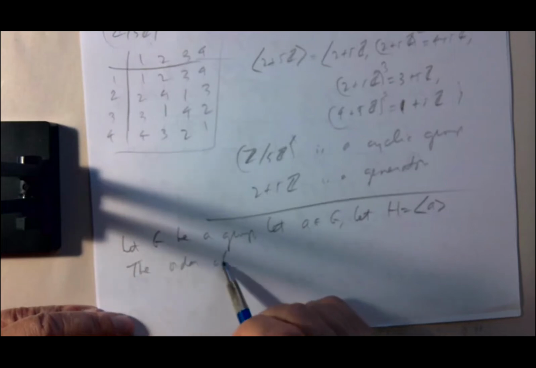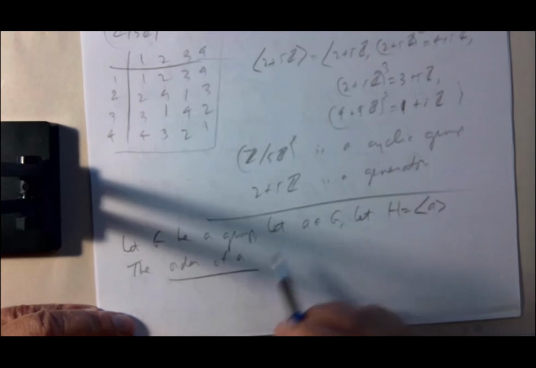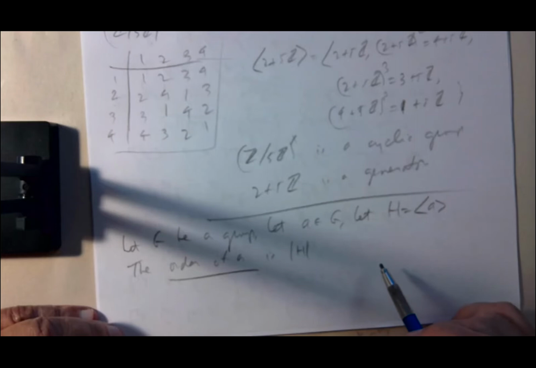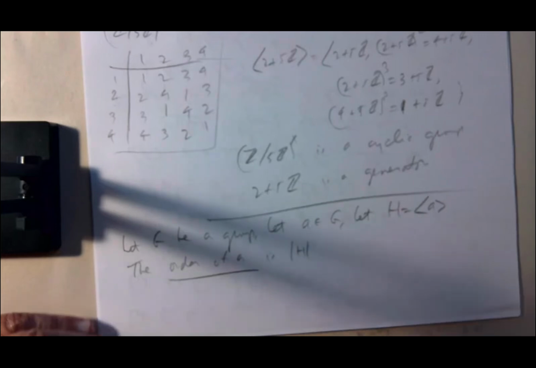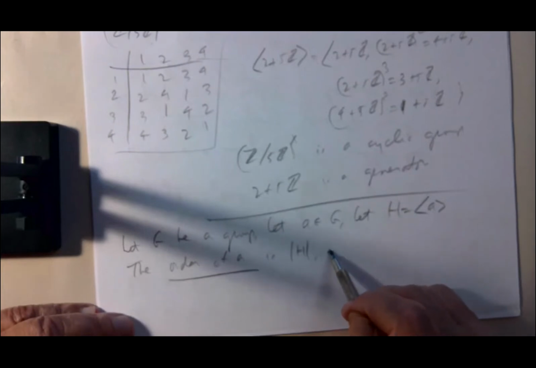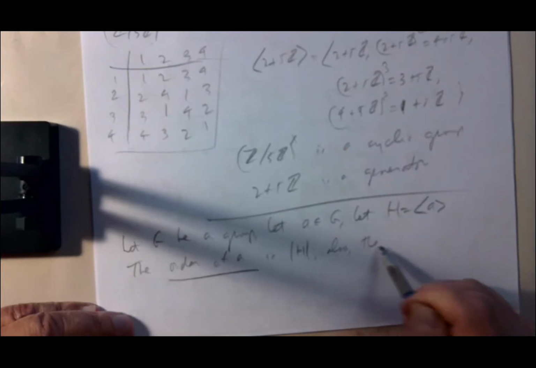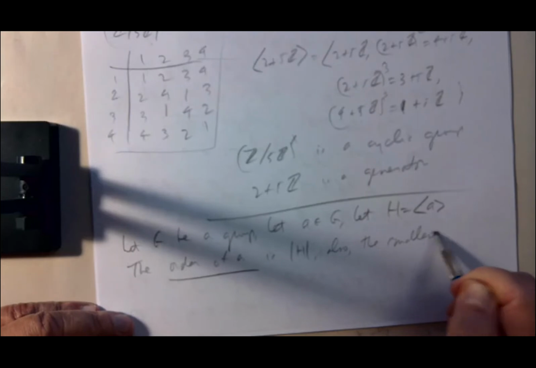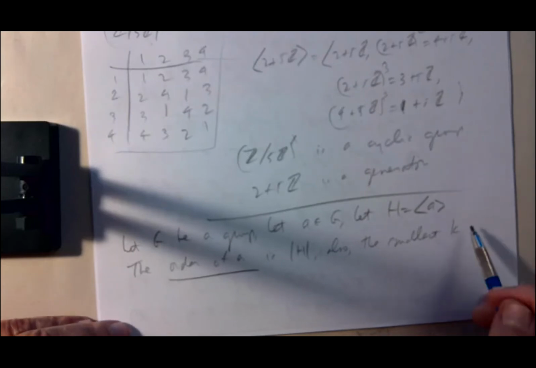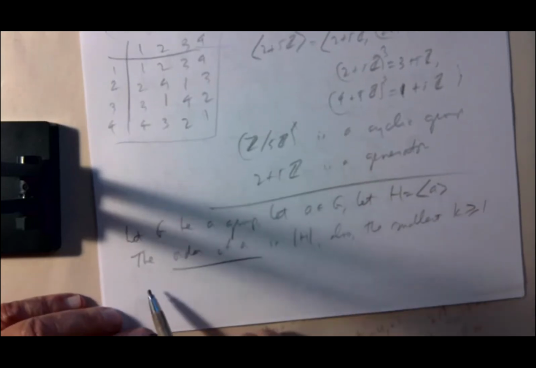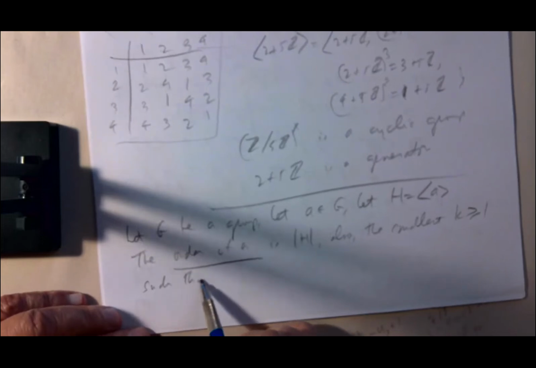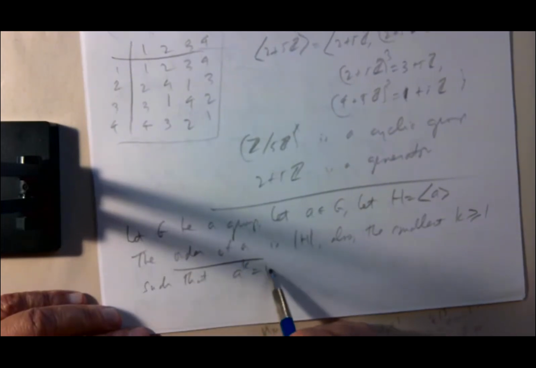What's called the order of A is the number of elements in H. Also, it's the smallest positive integer K such that A to the K is equal to 1.